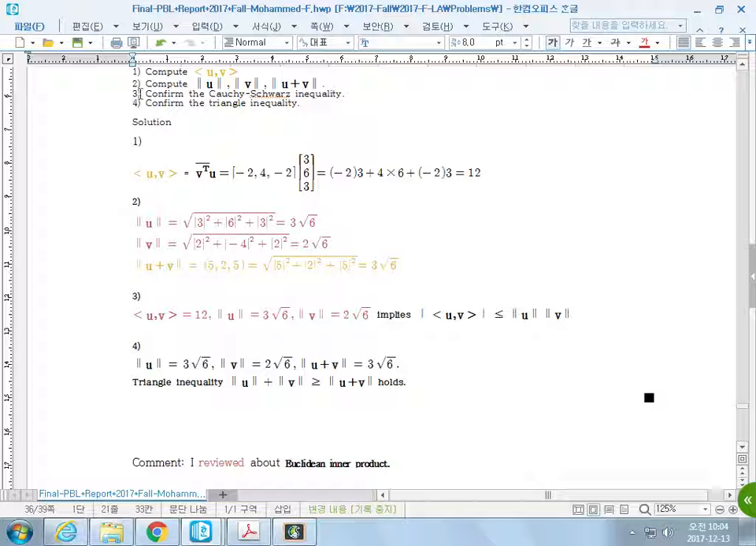And the third one confirmed the Cauchy-Schwarz inequality. So here the inner product of U and V equals 12 as we have here. The norm of U is 3 square root 6 and the norm of V is 2 square root 6. This implies the absolute value of the inner product of U and V is smaller than the norm of U multiplied by the norm of V. And the last one, we confirm the triangle inequality.